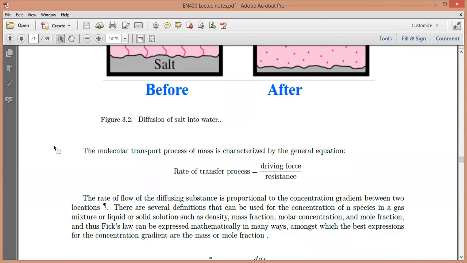So coming to molecular transport, slightly different understanding. So molecular transport process of mass is characterized by the general equation: rate of transfer process is equal to the driving force over the resistance.